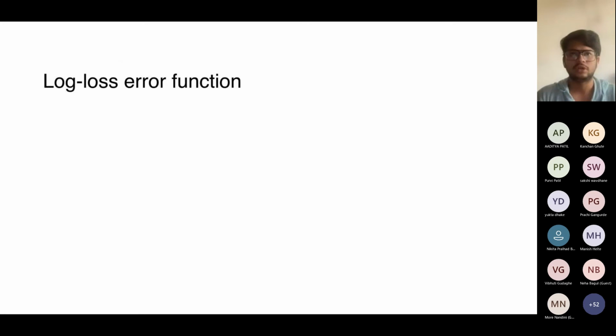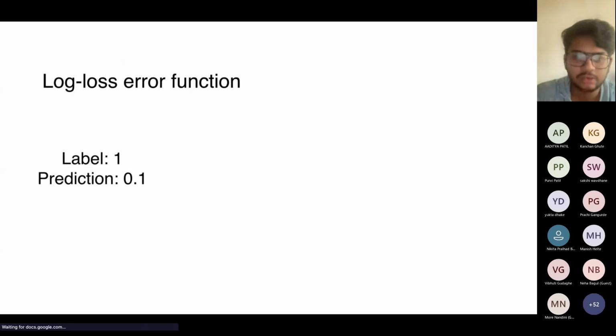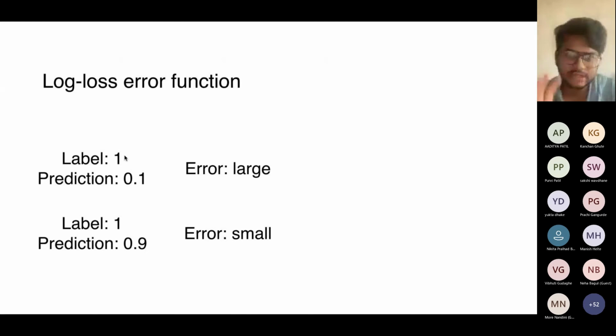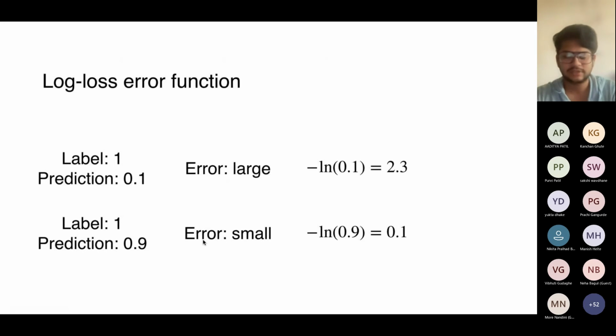In a neural network, we use the error function. We take the derivatives to minimize the error. These are important points. For example, if my label is 1 and my prediction is 0.1, my error is large. If my label is 1 and prediction is 0.9, my error is small. That is the simple case we take.